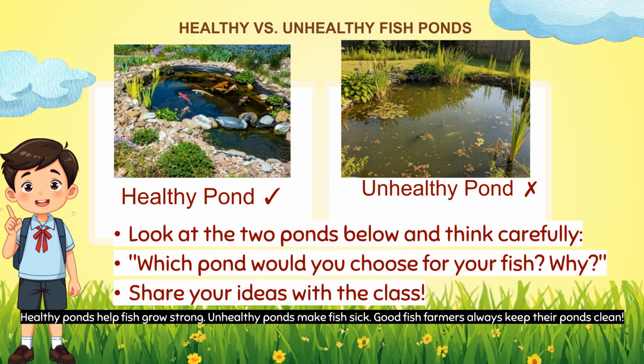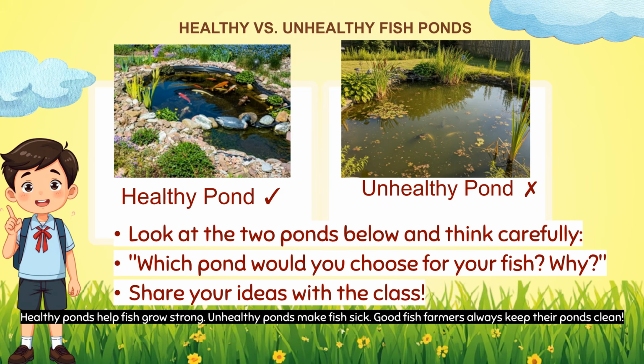Class, let's take a closer look at these 2 fish ponds. On the left, we have a healthy pond. Notice that the water looks clean and clear, the surroundings are well maintained, and the fish have a good environment where they can grow. On the right, we have an unhealthy pond. The water looks dirty and cloudy, and there are signs that the pond may not be properly maintained. This kind of environment can make fish stressed or sick.